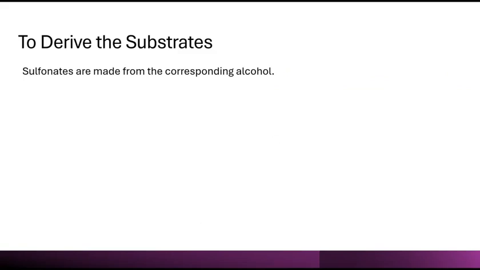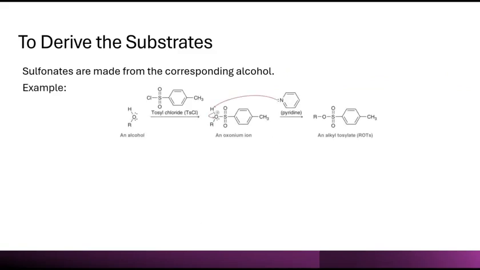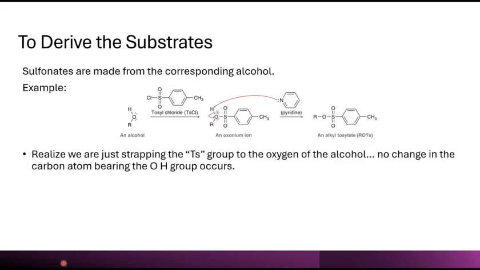To derive the substrates, the sulfonates are made from the corresponding alcohol. For example, if we have an alcohol and we use tosyl chloride, an oxonium ion will form. Pyridine is going to act like a base and remove H+ from the oxonium ion, resulting in an alkyl tosylate, or ROTs. We would use the abbreviation OTs whenever we change an alcohol to a good leaving group, like OTs.